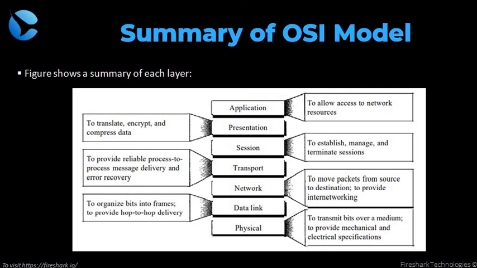Data link layer: it organizes bits into frames to provide hop-to-hop delivery. Physical layer: it transmits bits over a medium to provide mechanical and electrical specifications.